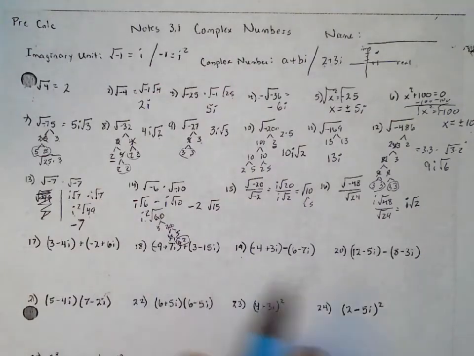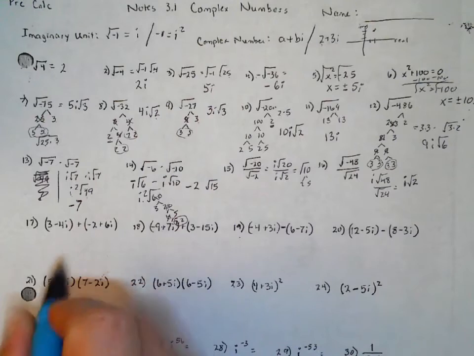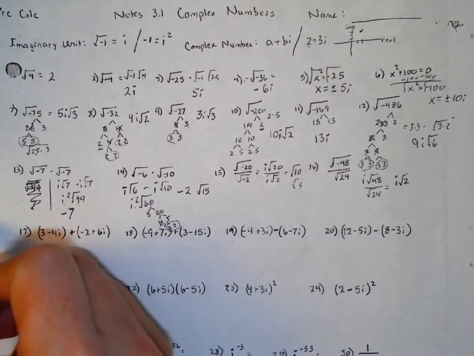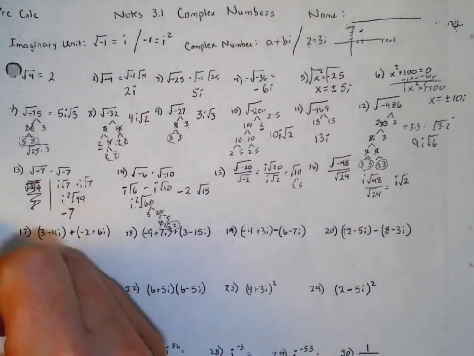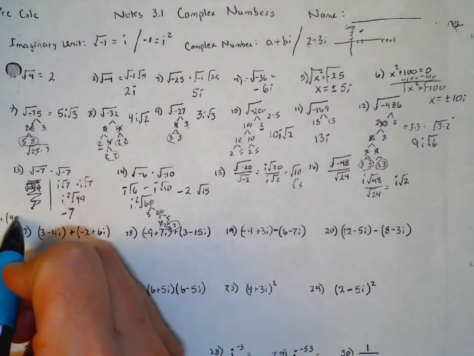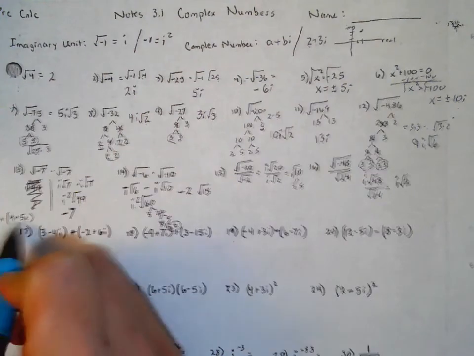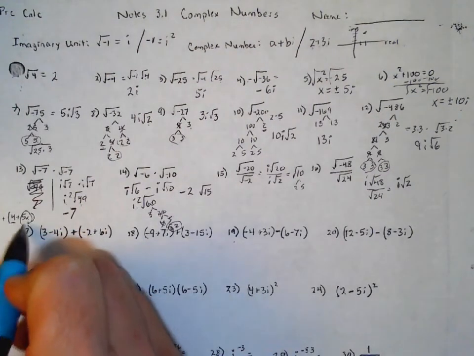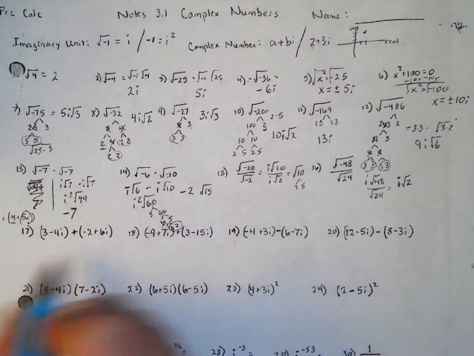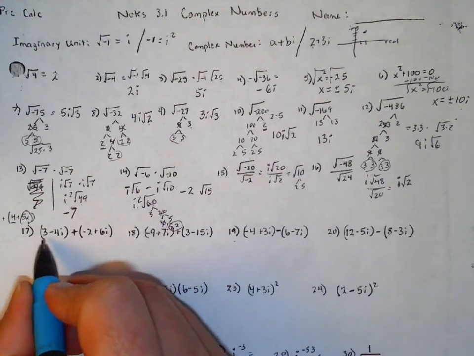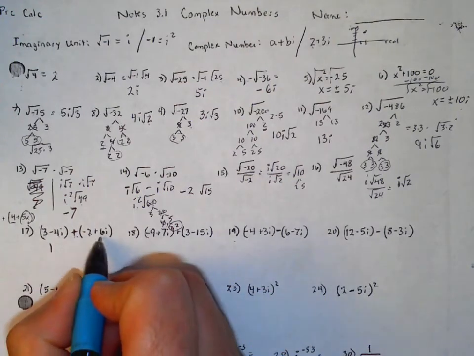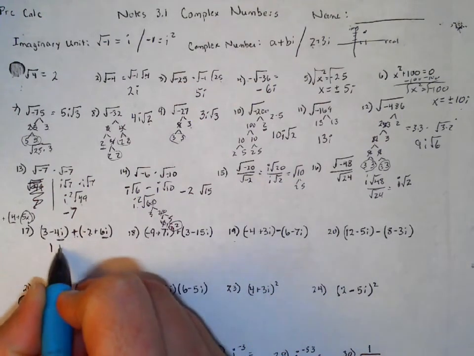Okay, next one's here. 17. We're adding these together. It's really the same idea as if I did 2 plus 3x, and I'm adding to that 4 plus 5x, right? We're just looking for like terms. 2 plus 4 is 6, and then 3x plus 5x is 8x. Same idea here. So if we add those like terms, 3 plus negative 1 is 1, negative 4i plus 6i is positive 2i.